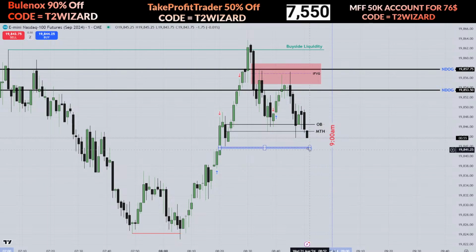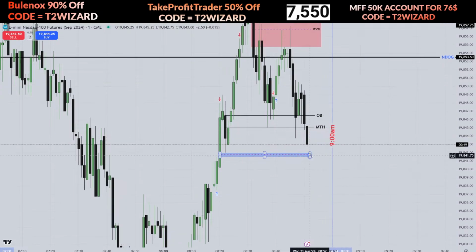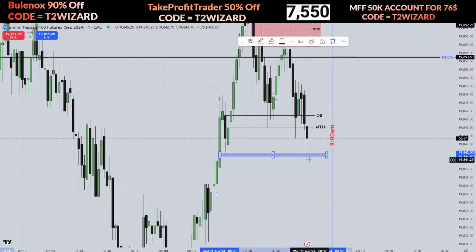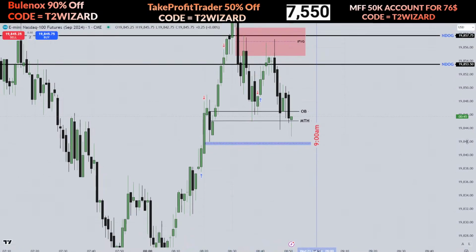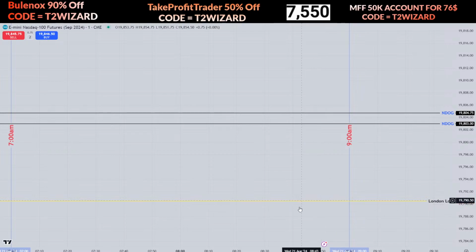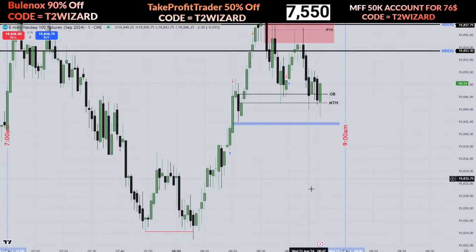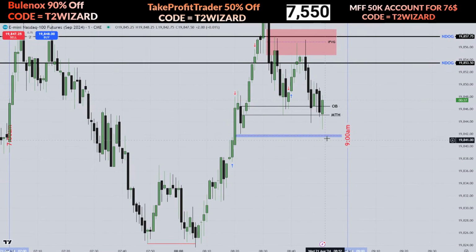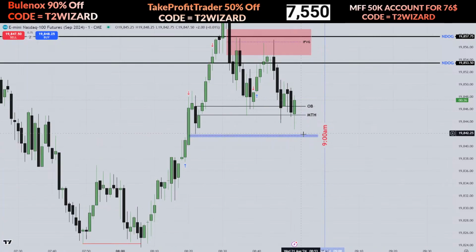Remember this small gap, this gap, I'm watching this gap. Is it falling just to close this gap, or is it actually falling for this new opening gap and that London low? So here I will see this gap, which is important for me.